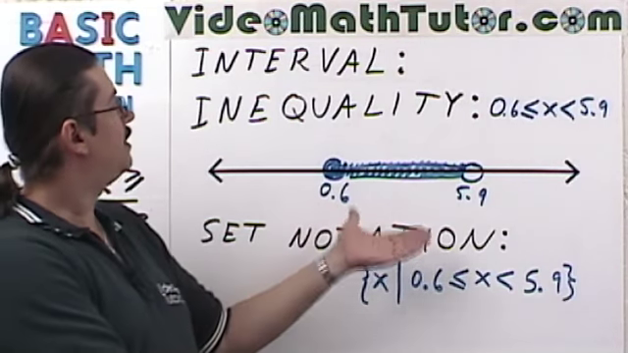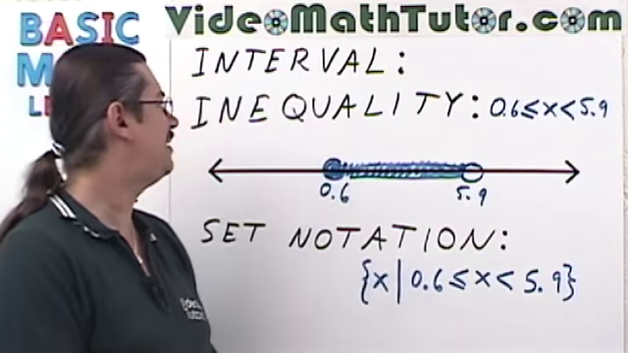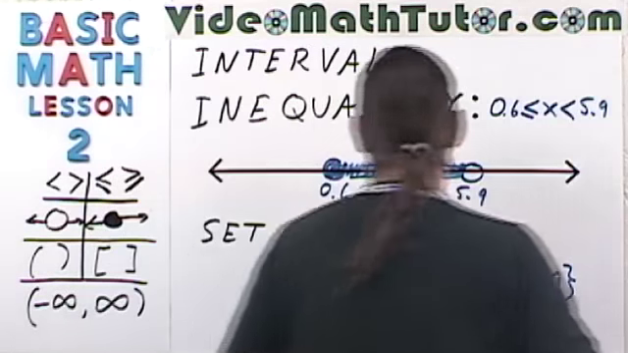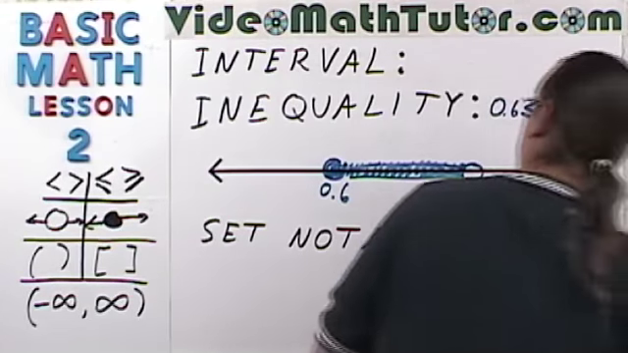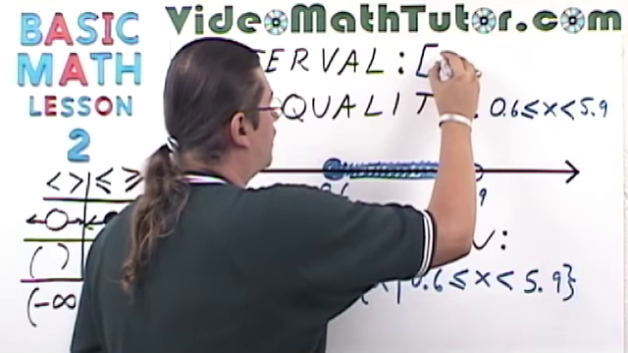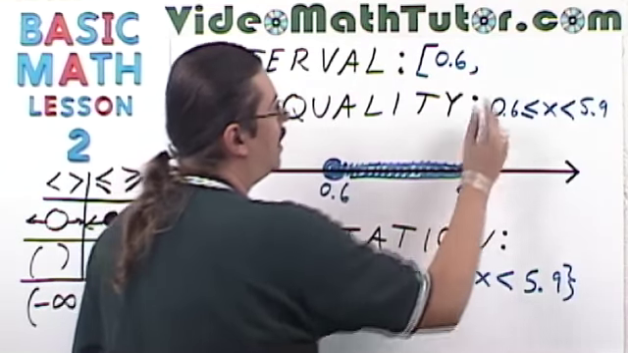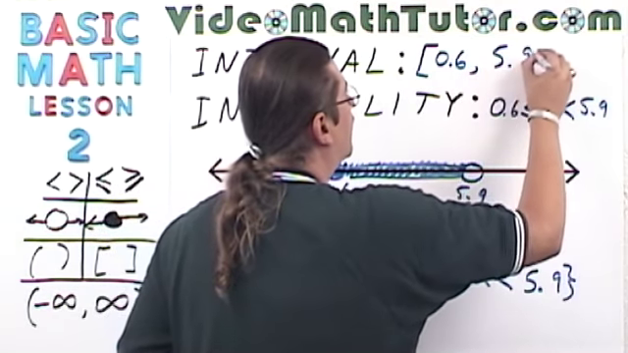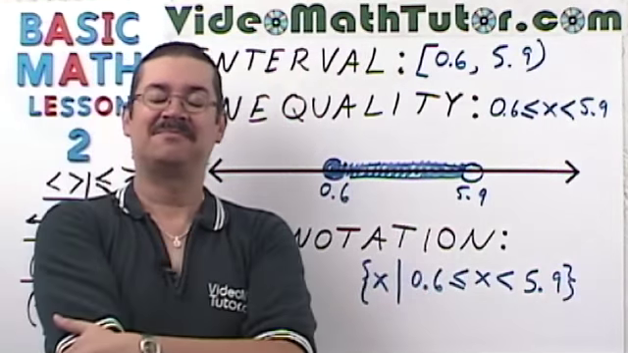Now, once you have this, my interval notation, easy stuff. Again, we're scanning this from left to right. So we're going to start off, well, I like to go over here. I'm going to start off with a square bracket and 0.6, comma, and we stop at 5.9, and we don't include it. That's it.